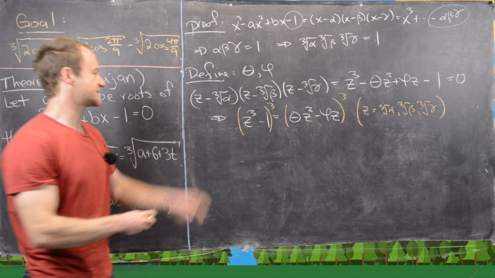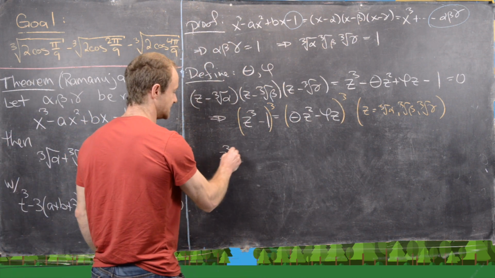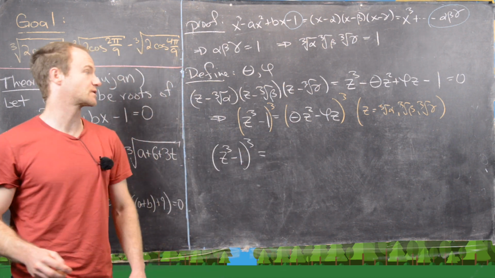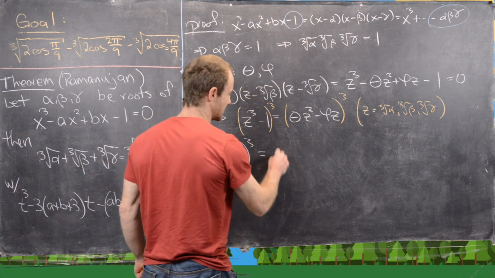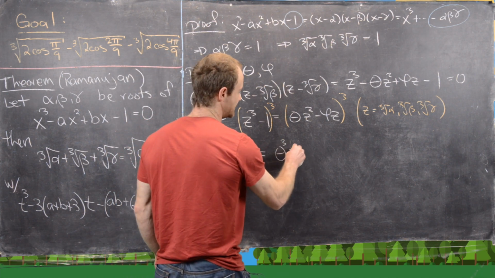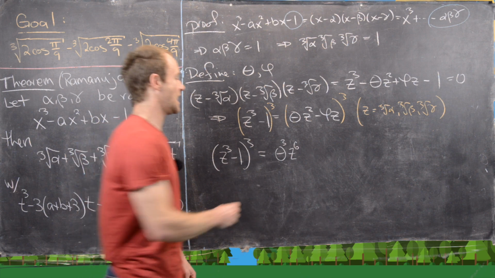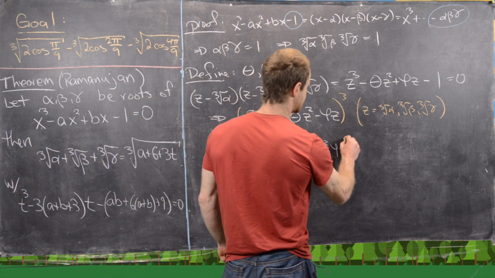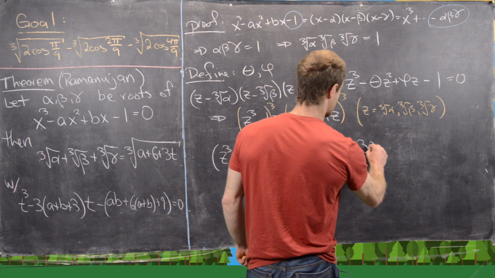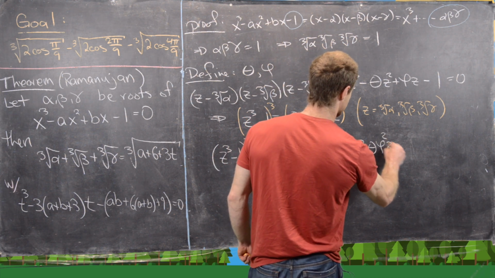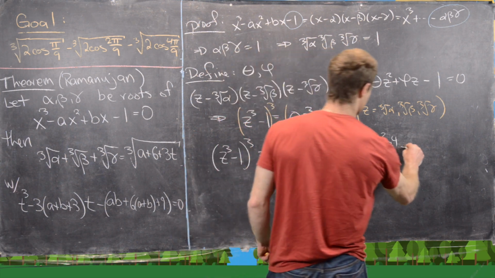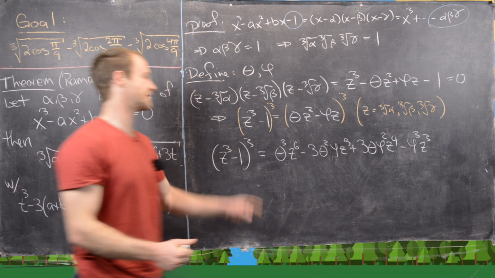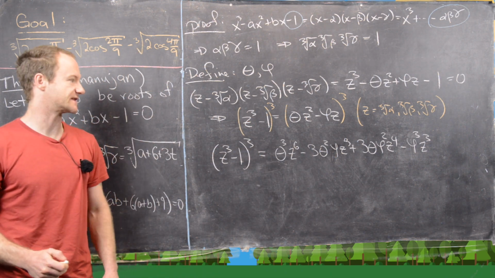Great. So notice I'm just going to write this thing as z cubed minus 1 cubed, and now I'm going to go ahead and multiply this one out. So that's going to give me theta cubed z to the 6th, and then minus 3 theta squared phi z to the 5th, and then plus 3 theta phi squared z to the 4th, and then finally minus phi cubed z cubed. Okay, great. So that's what I get from multiplying out that right-hand side.